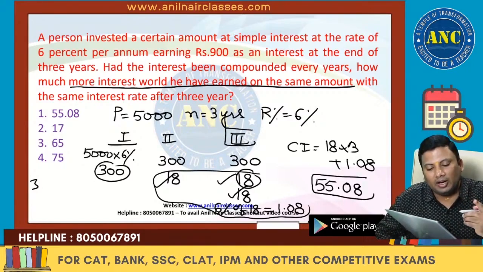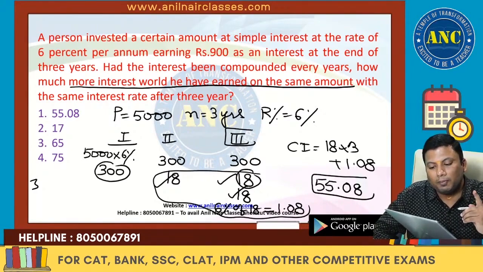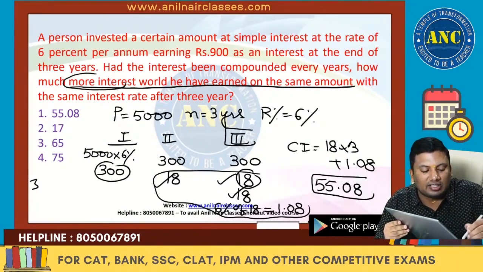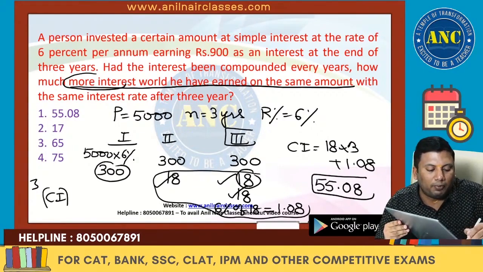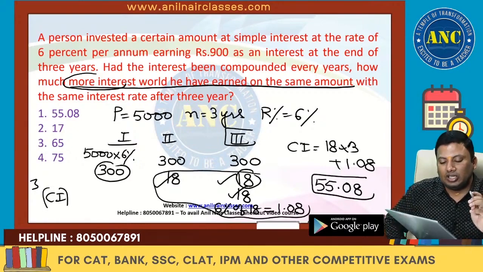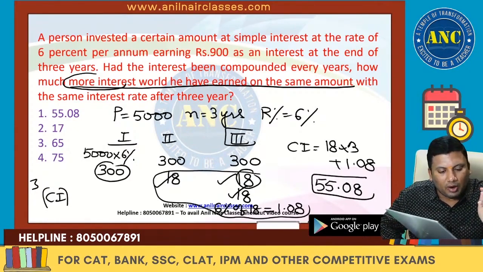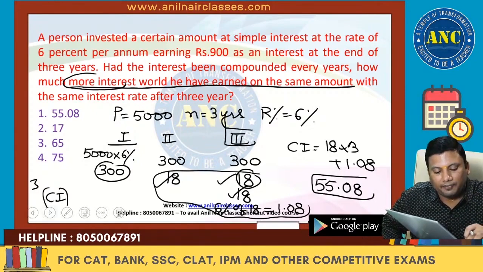55.08. While calculating the digital sum in this question, please be a little careful. The question is, how much more interest? The digital sum will give you the total compound interest. More means some changes need to be made. Answer is 55.08. I hope the idea is clear.